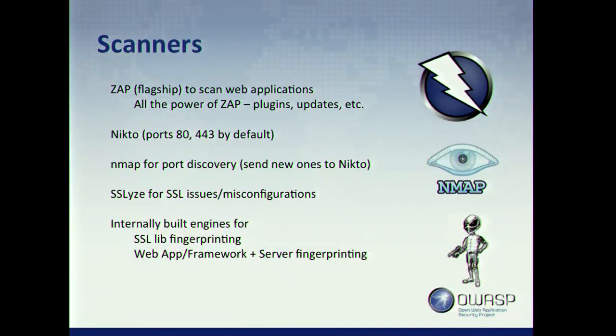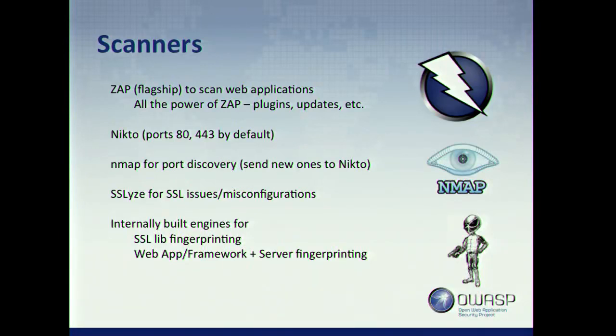But then we also use Nikto, which is another web application security scanner. It's going to find common vulnerabilities, known misconfigurations. By default, we scan ports 80 and 443. And then we have Nmap for port discovery. We actually pass every port we find on Nmap outside of those two back to Nikto, just in case there's something that Nikto can find on those ports. We have SSLyze to detect SSL issues and server misconfigurations.